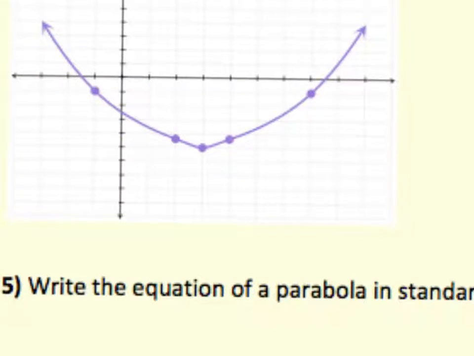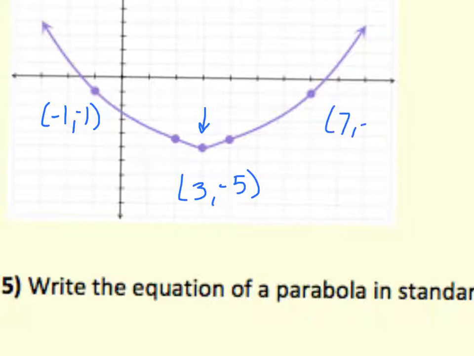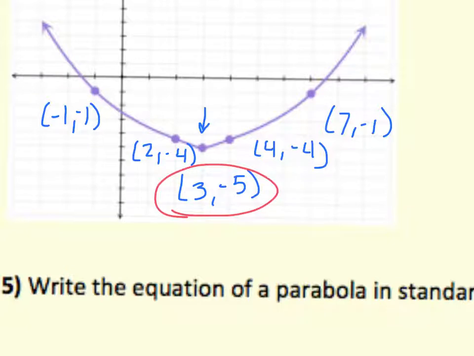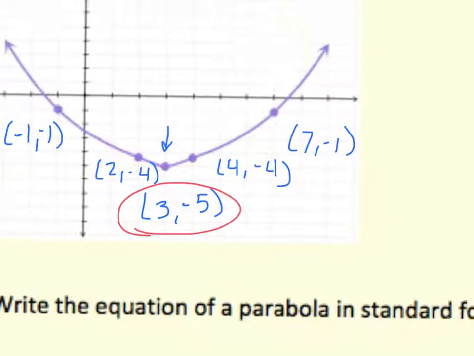Obviously, we want to figure out what the vertex is, and that's this point here, and that's at 3, -5. And then we've got a bunch of other points here. We got -1, -1. We've got 1, 2, 3, 4, 5, 6, 7, -1, and then these points over here are 4, -4, and 2, -4. So we got a bunch of points. The most important point right now is obviously that vertex, so that's what we're going to start with.